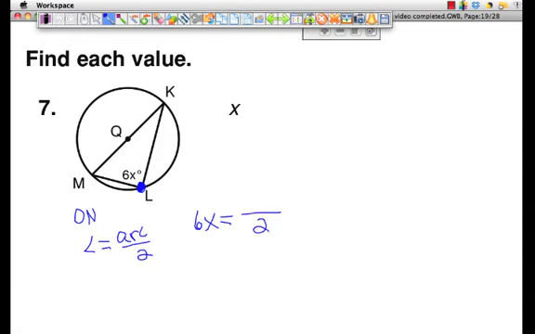Well, what's the arc right here? Think about it. The arc that's intercepted right by that angle is a semicircle. It's 180 degrees. It's coming from the diameter. Okay, you have this angle coming down this way and coming down this way. So that means that the angle is half of 180. 180 divided by 2, you get x. 6x equals 90, and you get x equals 15.